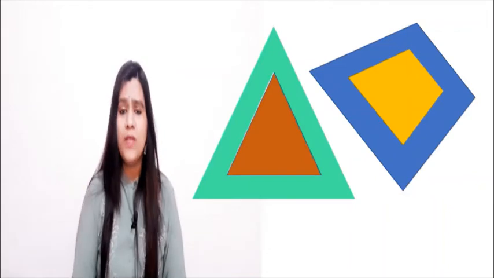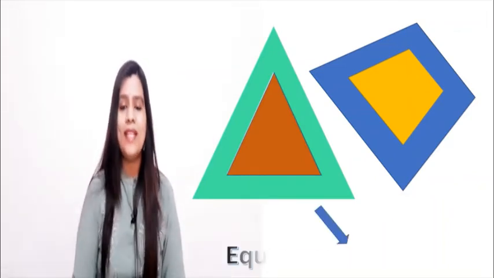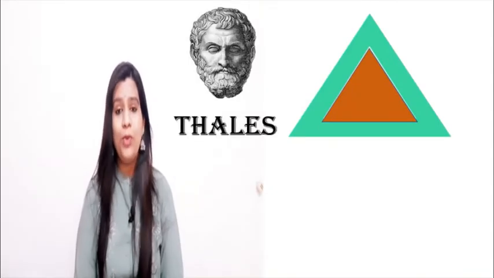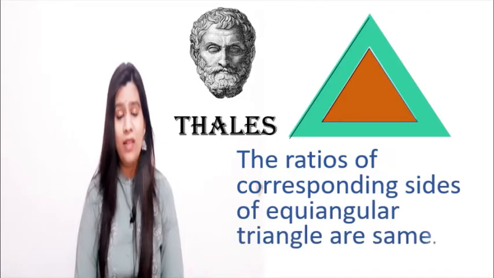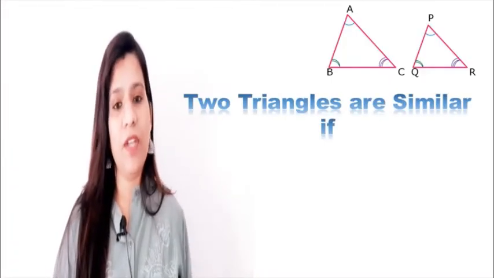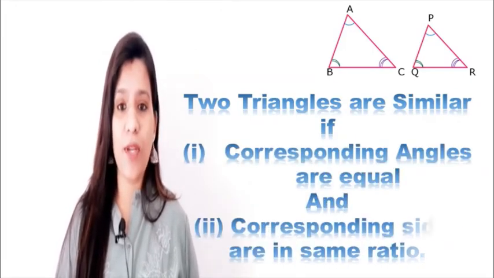This is possible in all the polygons, so as in triangles, and such triangles whose corresponding angles are equal are called equiangular triangles. A famous Greek mathematician Thales proved that the ratio of any two corresponding sides of equiangular triangles is the same by using the basic proportionality theorem. Two triangles are similar if the corresponding angles are equal and corresponding sides are in ratio.